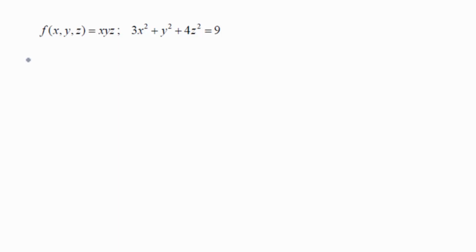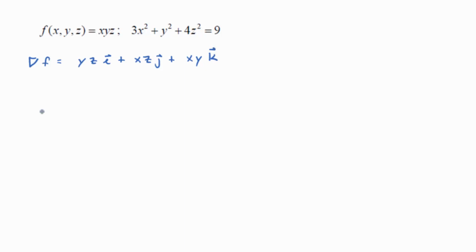Lagrange multipliers, one constraint, right? So what's del f? Del f is equal to, the i component is going to be the partial with respect to x of f. What's that going to be? yz, so yz i plus the partial with respect to y, xz j. I like these ones with patterns. You don't really have to think after you see the pattern. And then everything but z, right? So xy.